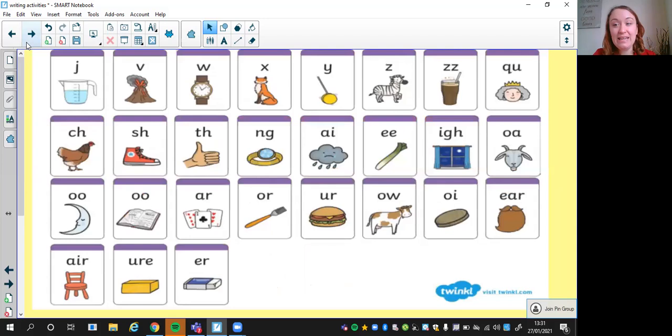Let's skim forward then and let's have a look at these tricky sounds. I wonder if you could take a minute to tell your parent each and every sound that you can see on the screen at the minute. Pause the video and have a go. Did you do it? Lovely. Right then, let's get on to our writing activity.